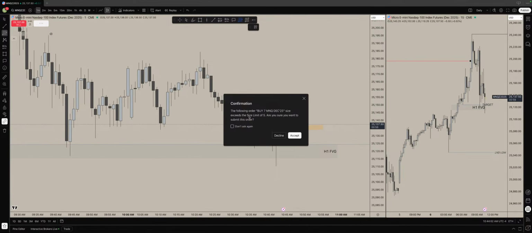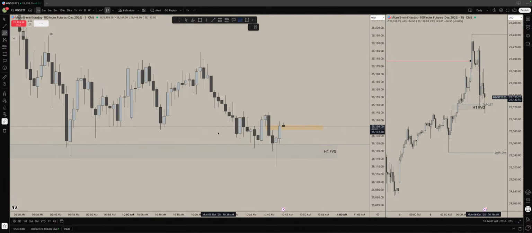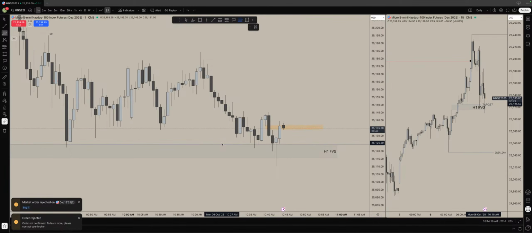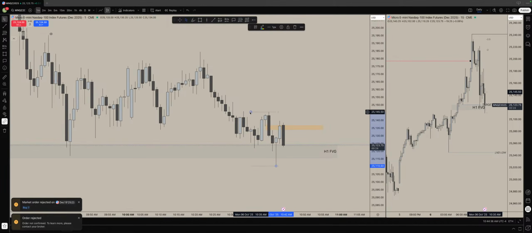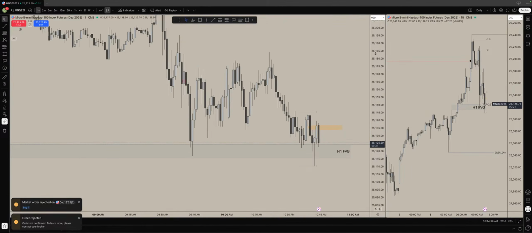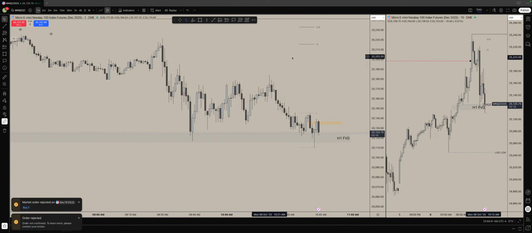Oh no, we did not close above. Thank God. I almost got cooked there. Almost, but didn't. That's why you wait for price to close. Yeah, we'd be back up into these levels.